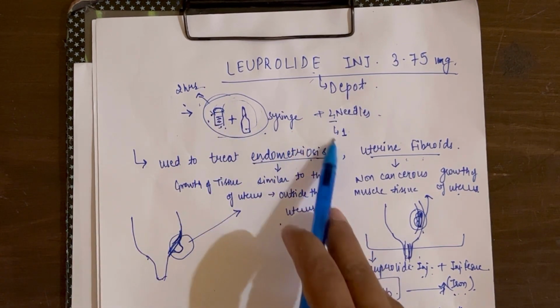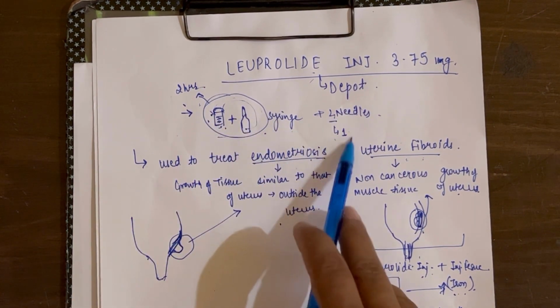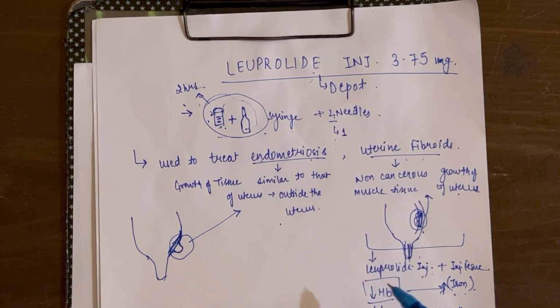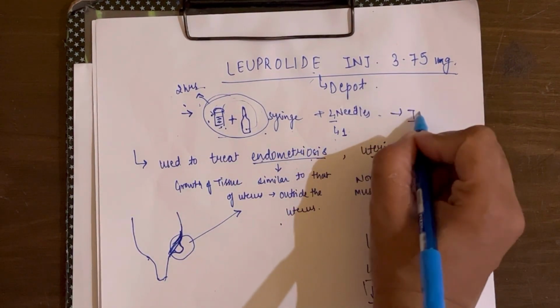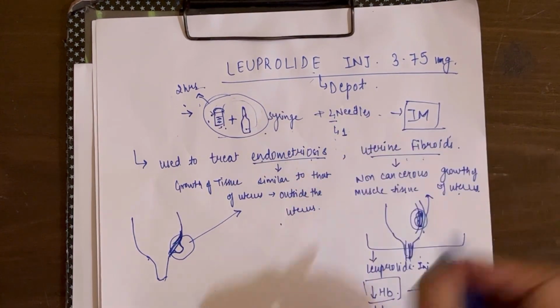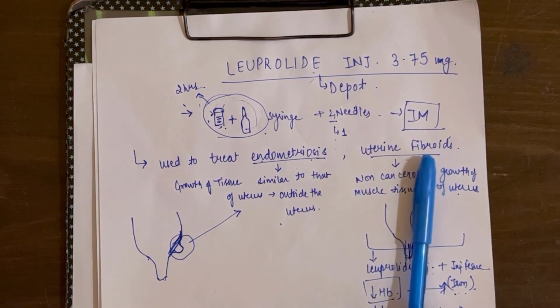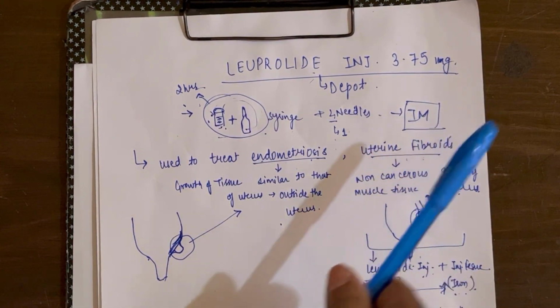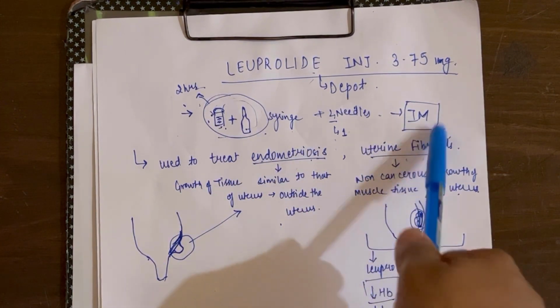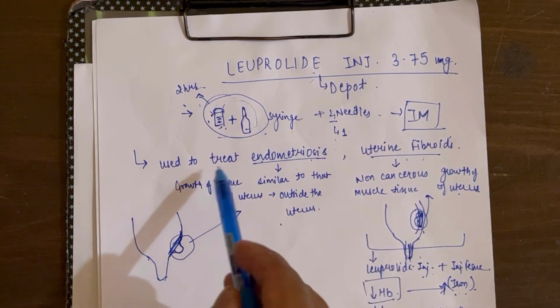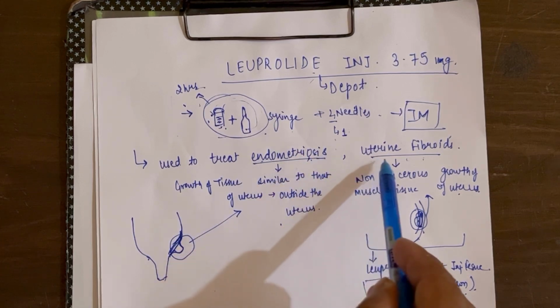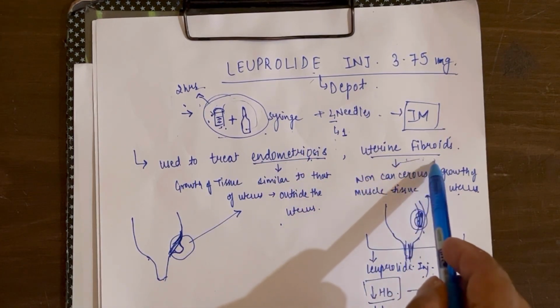Then 2 needles are there, one for mixing and the other one you have to change and then administer it to the patient. And how are you going to administer it? We have to give it IM. In IM, you can use either the gluteal region or the deltoid muscles according to the muscle mass of the patient. And this is used to treat endometriosis and uterine fibroids.